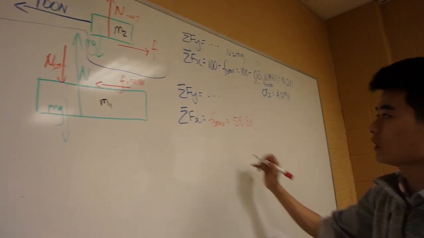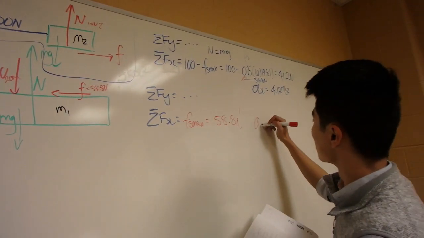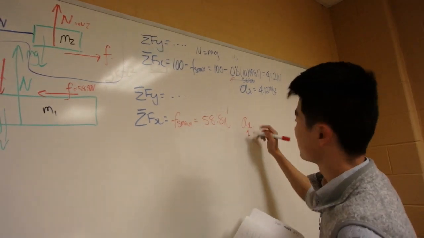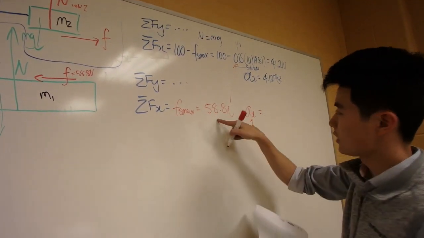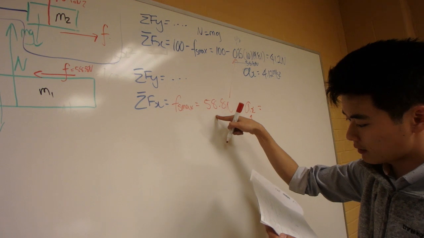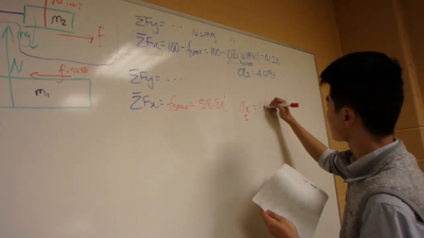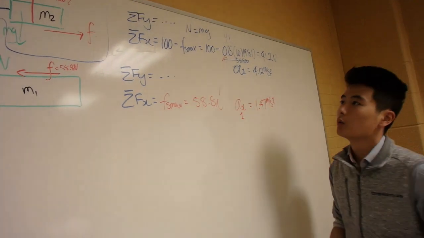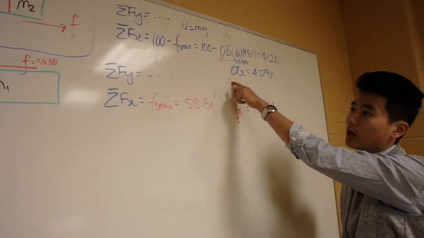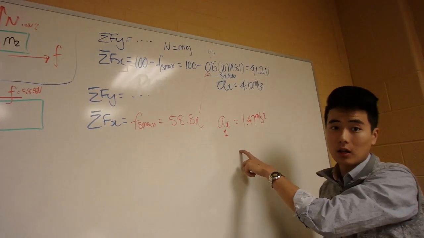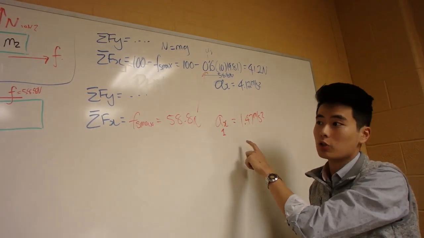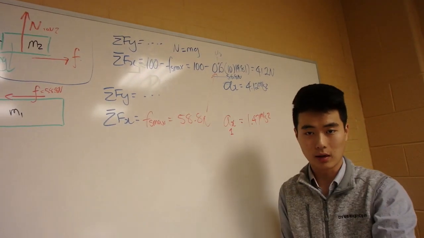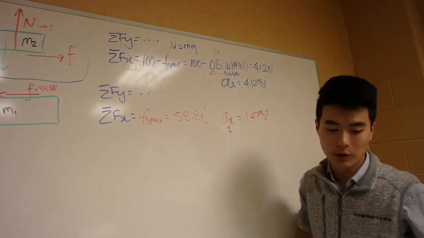Okay? So the acceleration for M1, the bottom mass, is going to be 58.8 divided by the mass, which is 1.47 meters per second squared. So here, we see that the acceleration of the top block is a lot more than the acceleration of the bottom block. So the two blocks are not moving together, and there is actually slippage occurring.